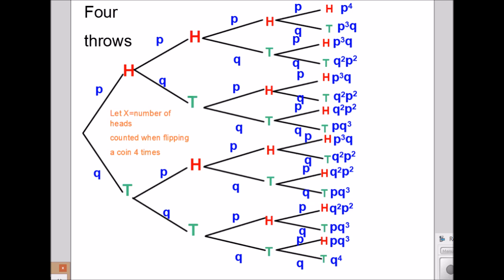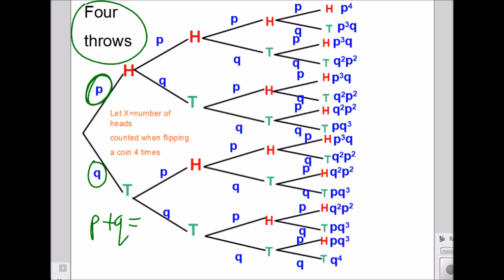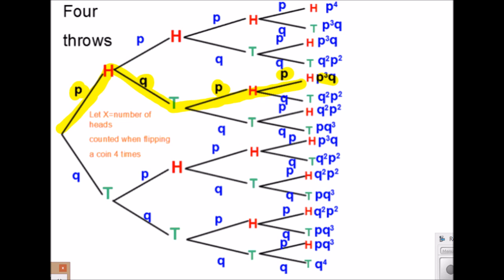Now we're making it more general. We have 4 throws, that's our number of trials, and this time the probability of success, i.e. throwing a head, is P. It could be anything. And tails is Q. Of course P plus Q must equal 1 because they're complementary, mutually exclusive events. When you throw a coin, you either get head or tail.